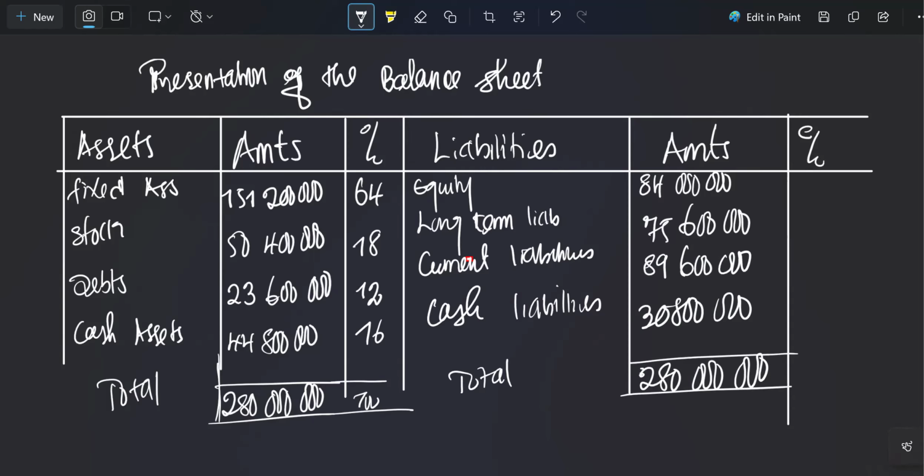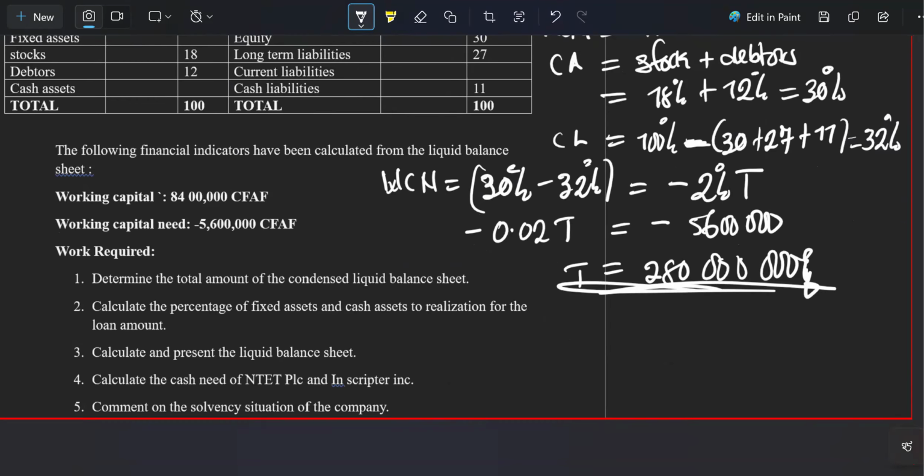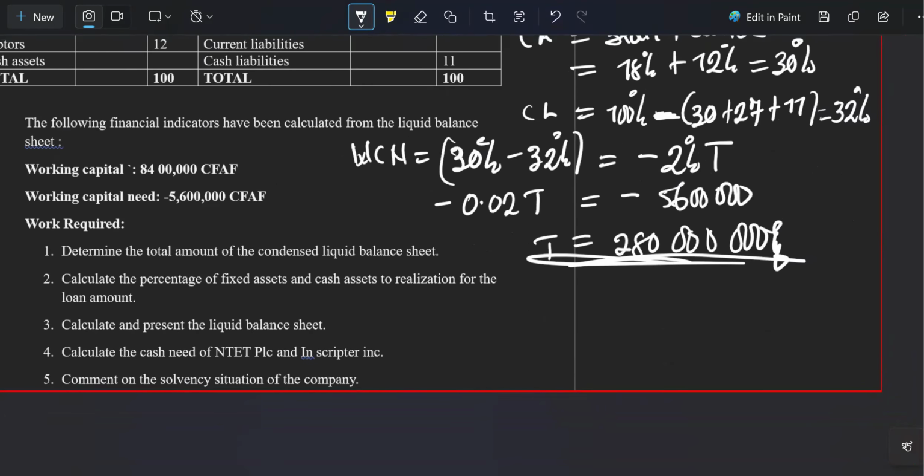All right, so now from here, when we divide here, we're going to have 30%, 27%, 32%, and lastly we're going to have 11%. Okay, so now let's go to the next question. They are asking us to calculate. We have already done this. So now the next question is to calculate the cash need of this PLC.